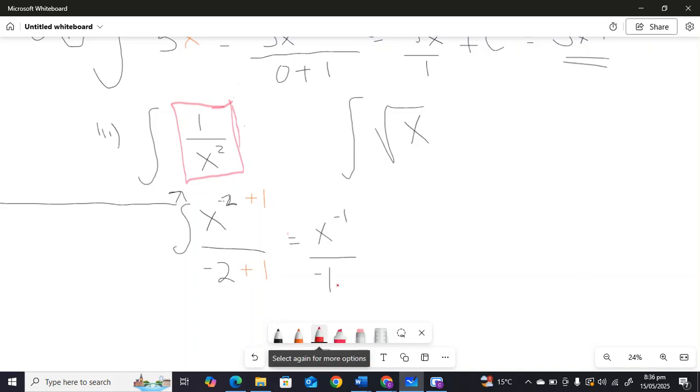Then you apply the laws of indices again, because as you have seen, x to the power negative 1, you get its reciprocal. So it will come down here. So the answer now becomes 1 over negative 1x, or simply put as negative 1 over x.